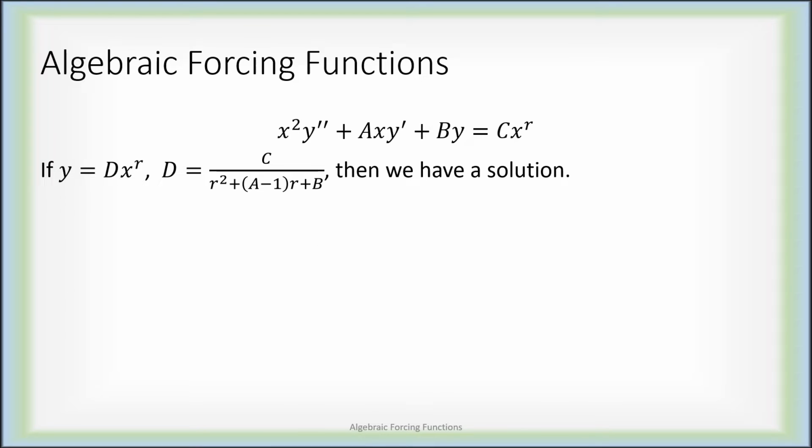So if we have an algebraic forcing function in our second order Euler equation, if I just set d to be c over r squared plus a minus 1 r plus b, well then, y equals d times x to the r will be a particular solution.